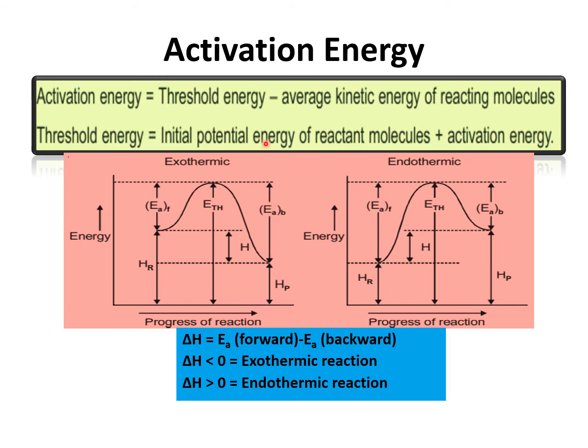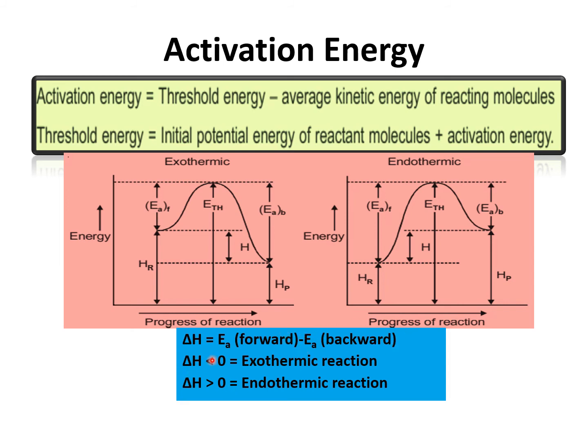What is the difference between exothermic and endothermic? This is called delta H. The delta H, that is the enthalpy change, is equal to the activation energy of the forward reaction minus the activation energy of the backward reaction.